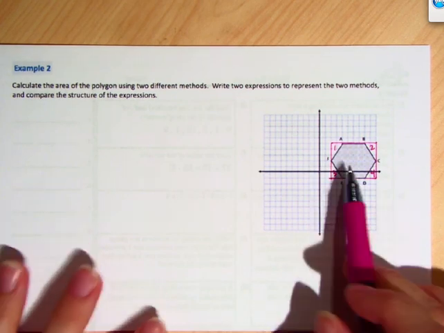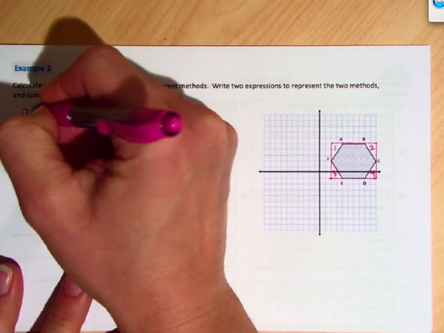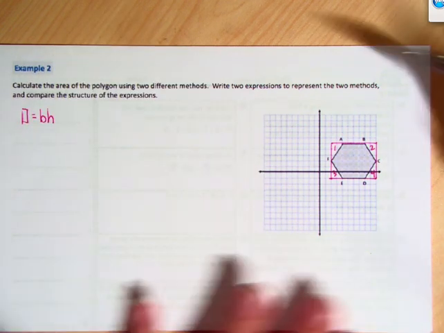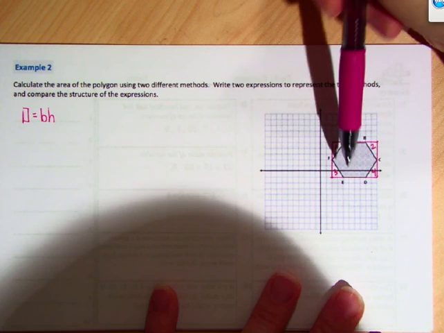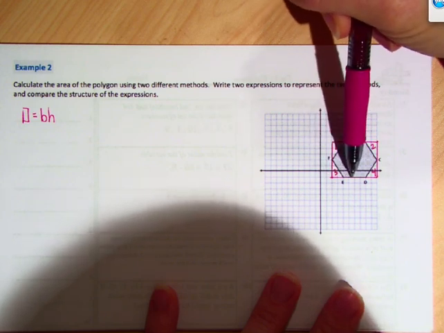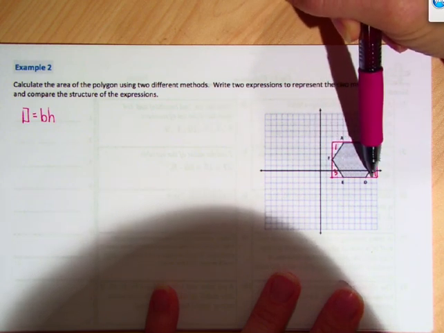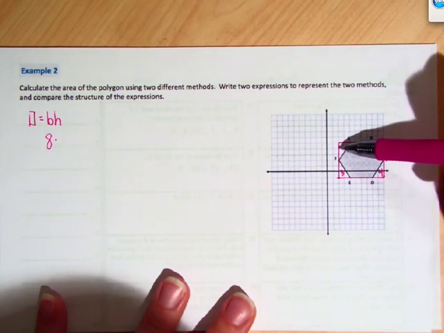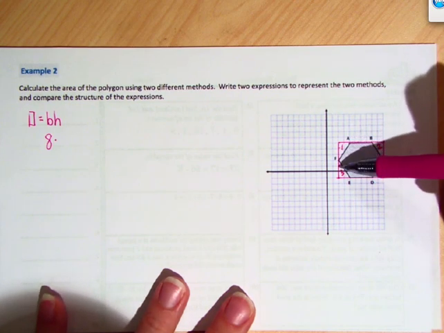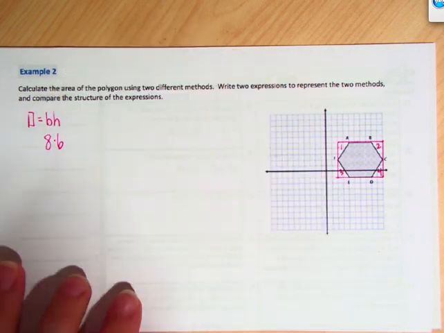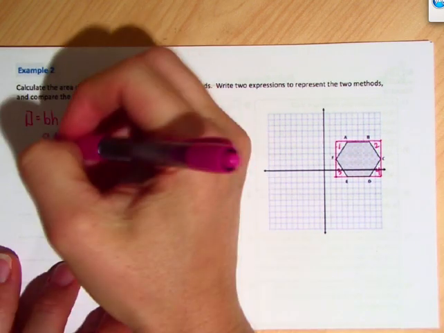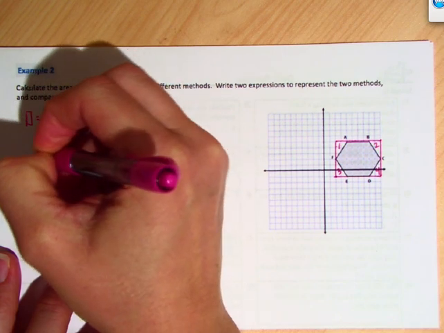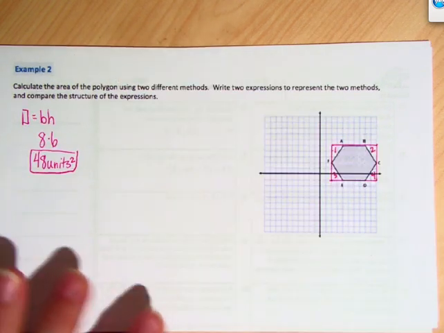Okay, let's do our first step. Our first step was to find the area of the rectangle. So I'm going to do the rectangle area equals base times height. Okay, so our base is going to be the bottom down here. Let's see, 1, 2, 3, 4, 5, 6, 7, 8 times the height all the way to the top is 1, 2, 3, 4, 5, 6. So 8 times 6 is 48 units squared. That is part of our answer. Remember, this time we're going to subtract from that answer.